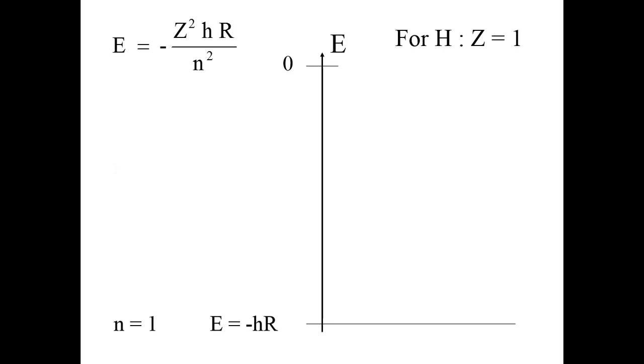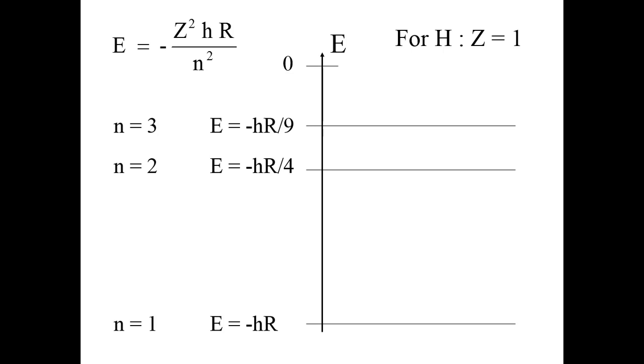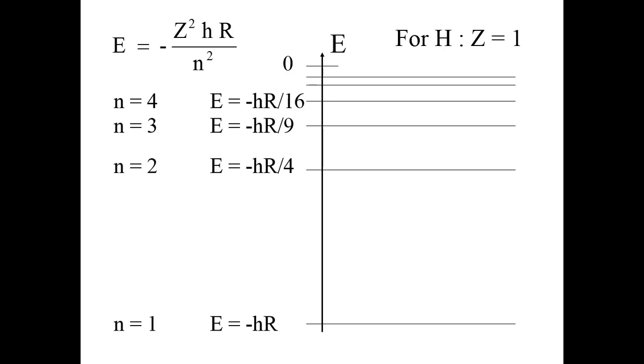For n equals 2, the energy would be negative H R sub H over 4. This should only be 1/4 of the way down from the top. We draw it not quite to scale here. Notice that the energy values we would calculate for other elements would be different, because Z would be different for other elements. For n equals 3, the energy would be negative H R sub H over 9. For n equals 4, the energy is negative H R sub H over 16. Notice that the energy levels get closer together as we go up. We can add energy levels for n equals 5 and 6 to the picture as well.